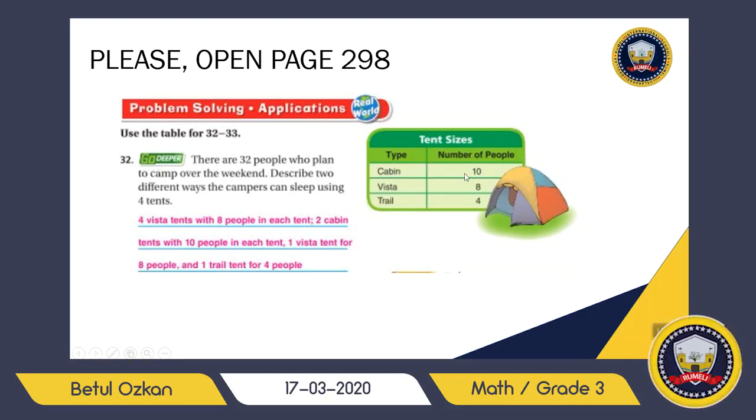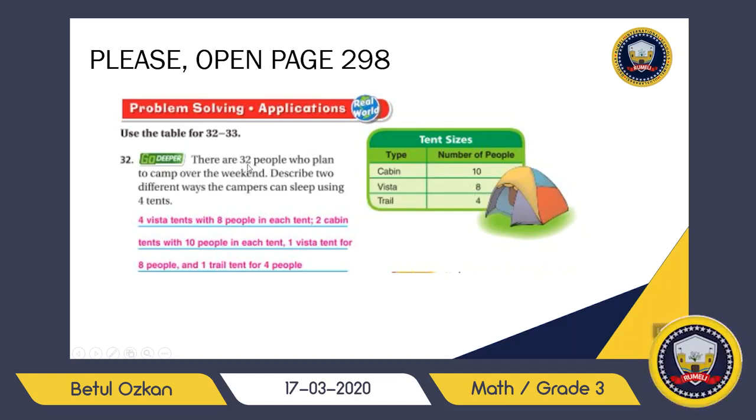So it says they have 1 vista tent, 8 more people, and 1 trail, 4 people. So they said 2 cabin tents represent 20 people. 20 plus 8 equals 28. 28 plus 4 equals 32.